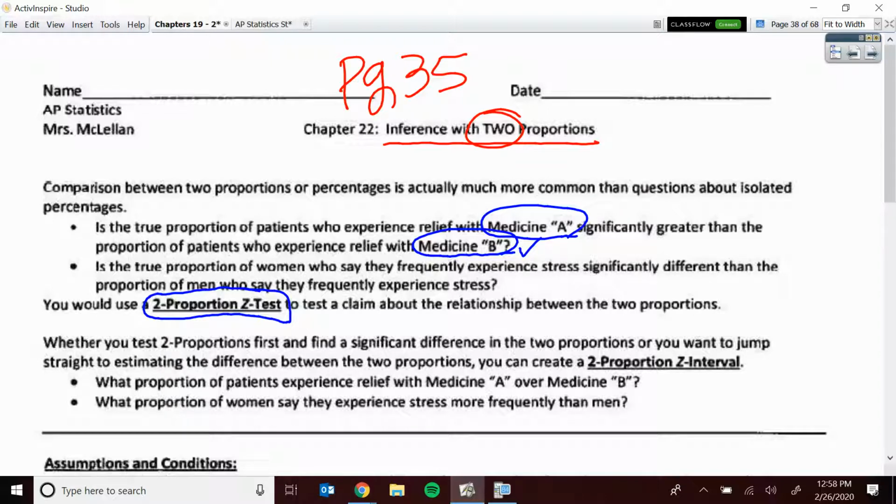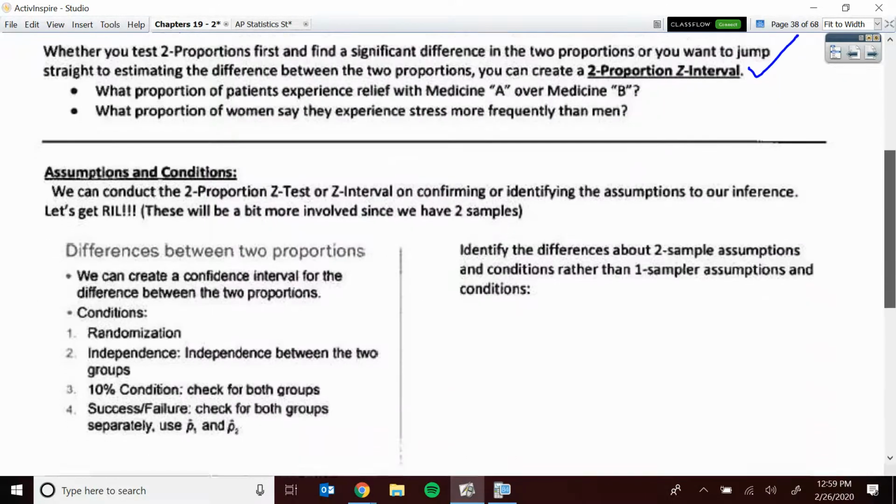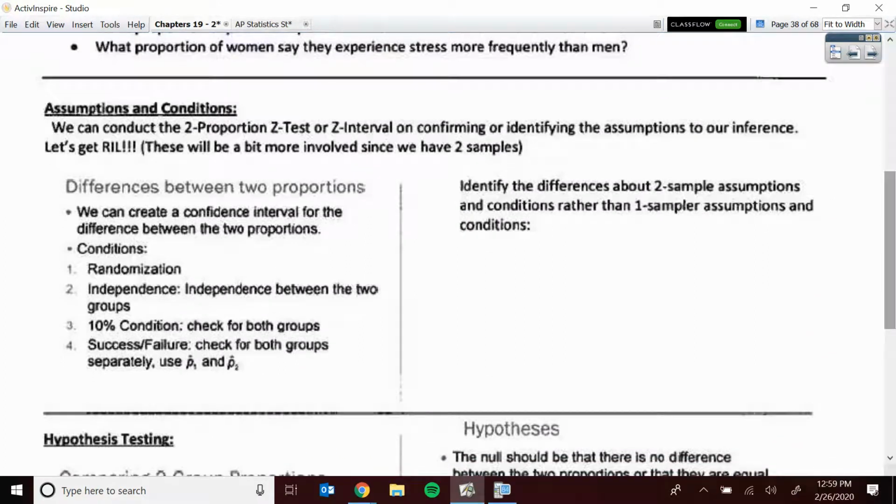So if we say, woohoo, medicine B is significantly better, well, how much better is it really? We're going to make an interval to see how much better it is. Okay, and so we'll talk about that tomorrow. But let's go ahead and talk about running our significance test.